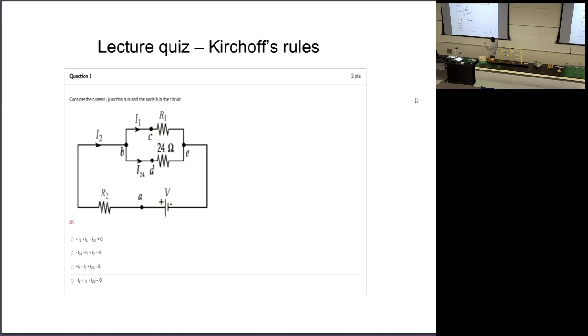Now if I look at the circuit diagram, I see that I1 is flowing out of the node, I4 is flowing out of the node, I2 is flowing into the node. So there's two coming out and one going in.